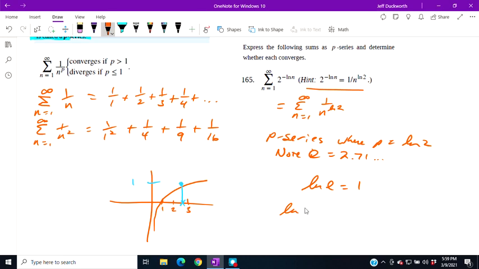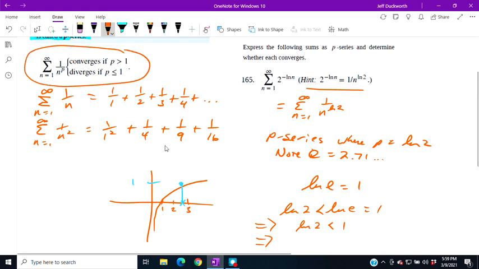So we know ln of 2 is strictly less than ln of e, which equals 1. Therefore, ln of 2 is less than 1. And that means, given what we have up here, it's less than or equal to 1, so it's going to diverge. Therefore, our series diverges.